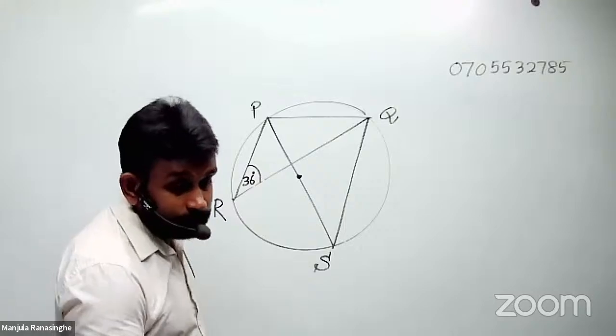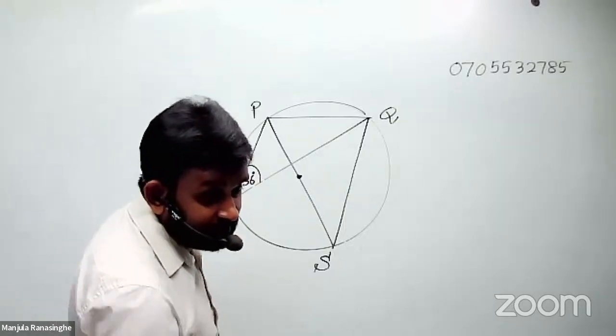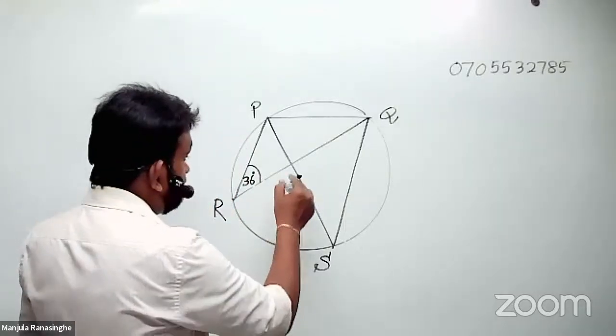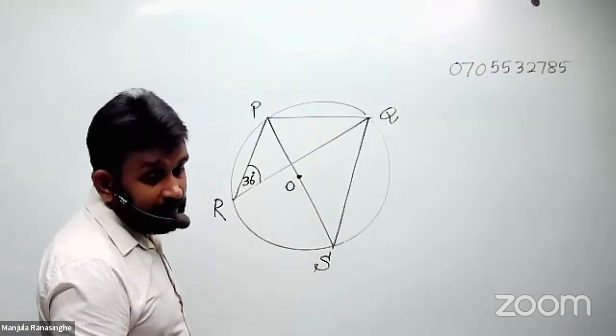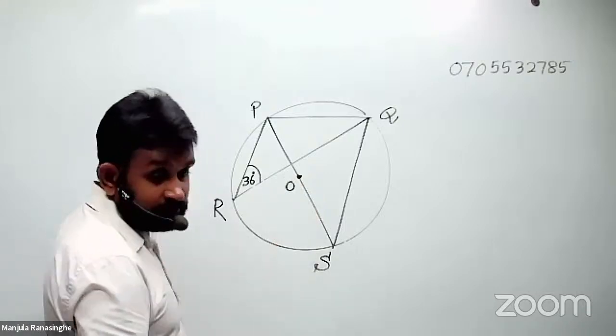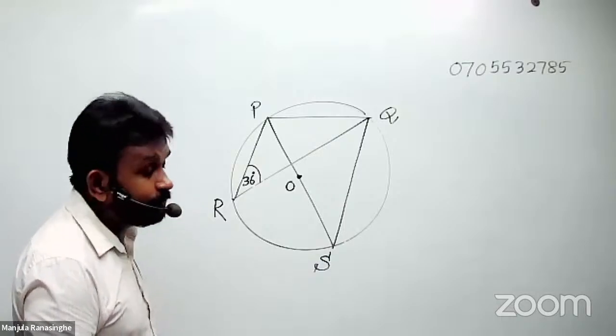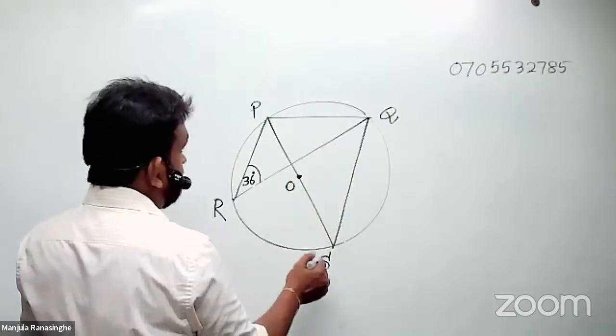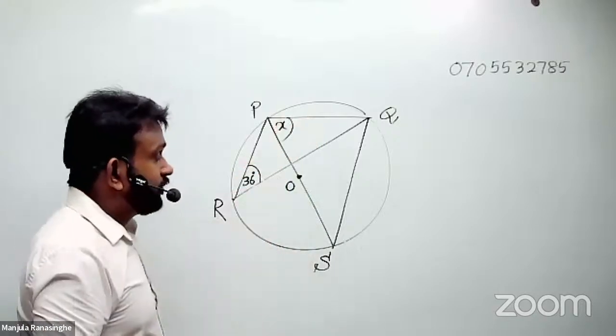Right. PQ is a chord of a circle with center O, right? Make O, which is missing here. If angle PRQ is 36, they are asking to find the magnitude of angle QPS. QPS, right? This angle is asking S, right?